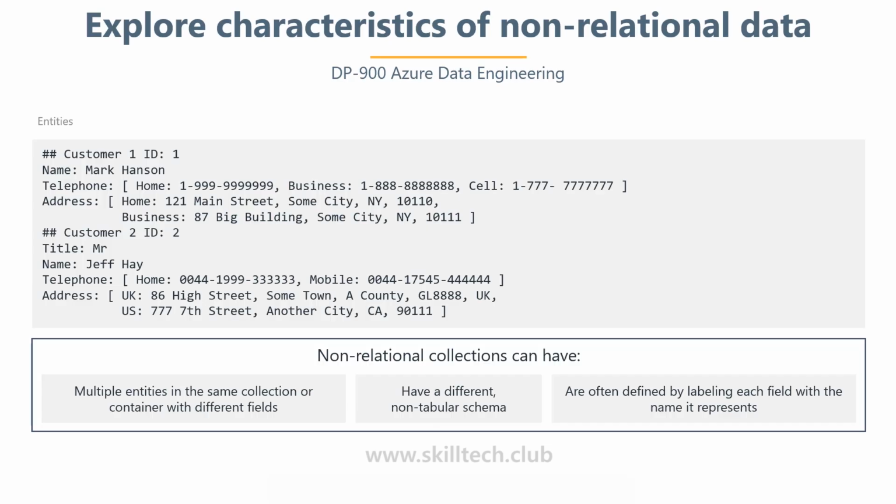This is semi-structured data, and obviously non-relational, so we store the data directly as a field or a key value pair. Multiple entities in the same collection or container with different fields are possible in non-relational data. That's the reason this is a very flexible and good way to store unknown data, where you do not know the data types or what kind of flexible data can come into each key.